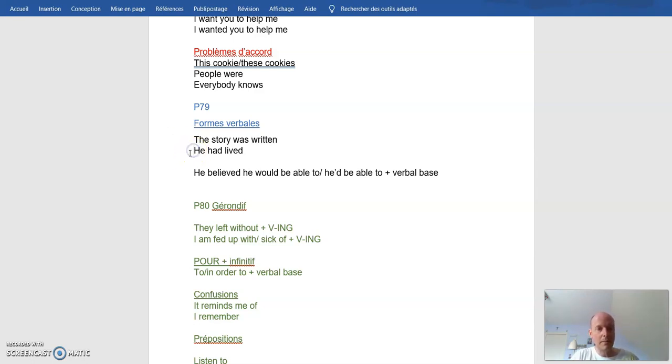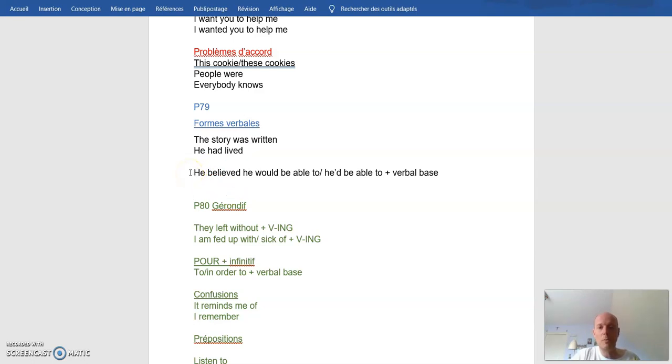We're looking at the past perfect. He had lived. Do you remember he had lived? We're using the auxiliary verb, which is have. Here it's conjugated in the preterite, and we're just adding the past participle afterwards. Alright, he had lived.